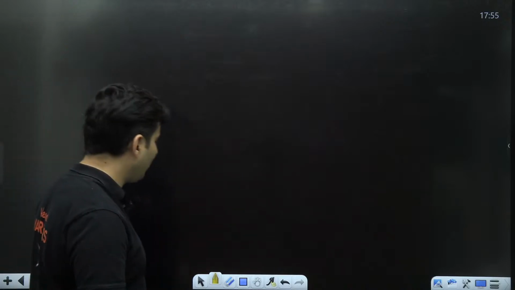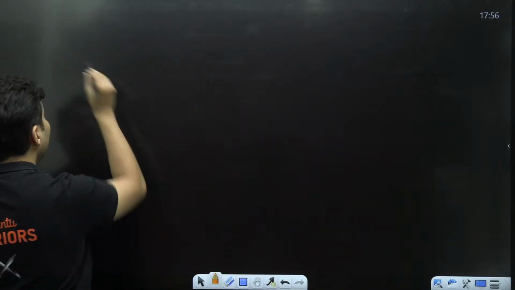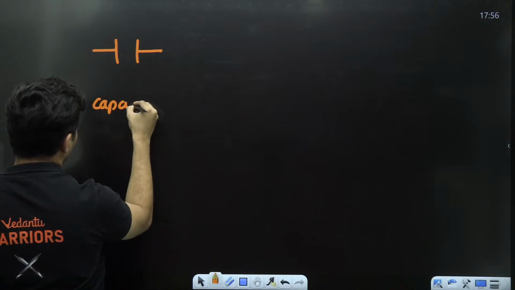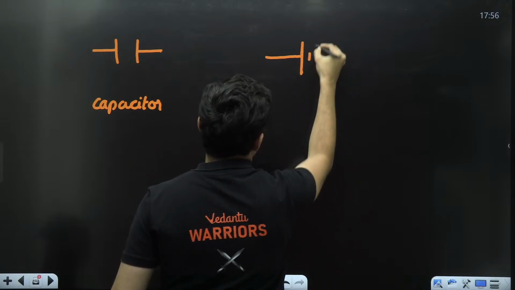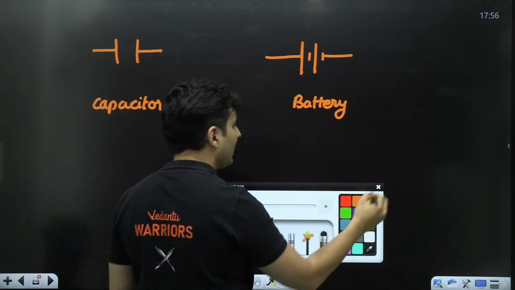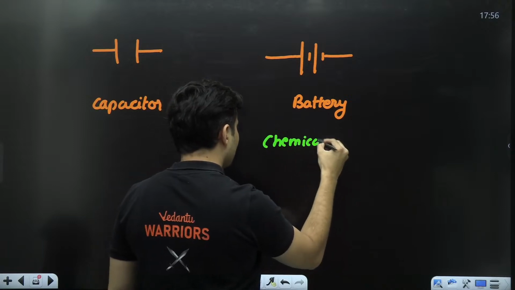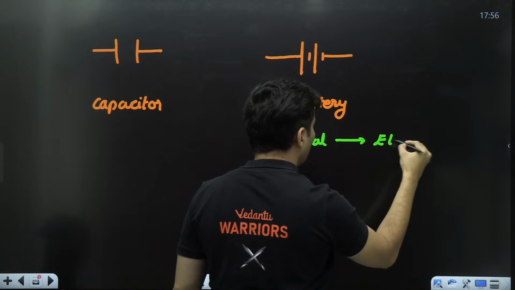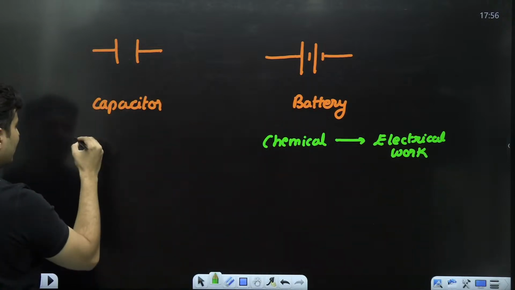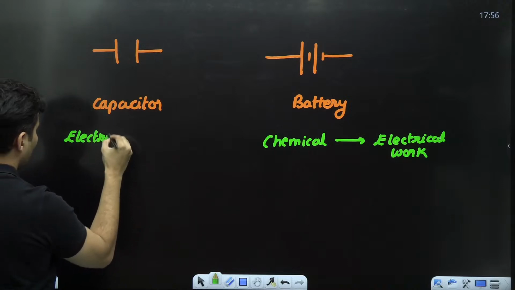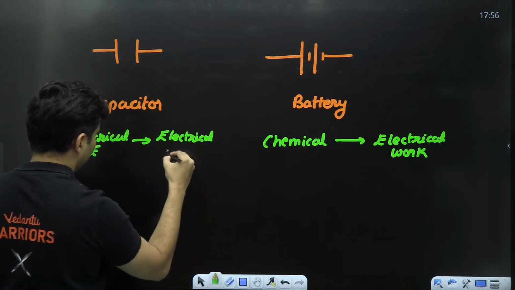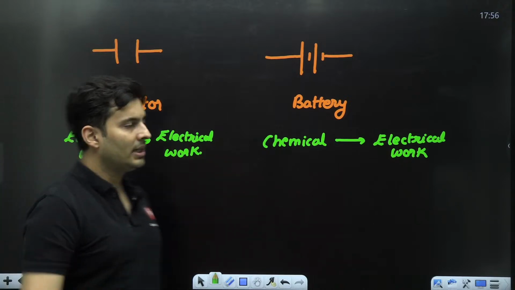So what is the difference between a capacitor and a battery? By the way, these two conductors, I generally symbolize them like this. So this is a capacitor. Remember, this is your battery. Both supply energy. But what is the difference between them? See, in the case of a battery, it is chemical energy. Some chemical reaction is there which gets converted into electrical work. Here, in a capacitor, it is the electrical potential energy which goes into electrical work. That's one fundamental difference. Got it, my dear students?